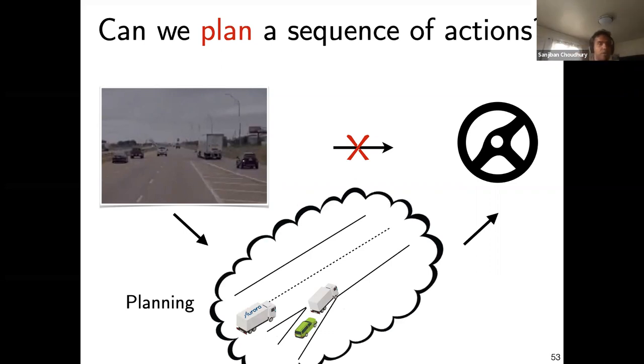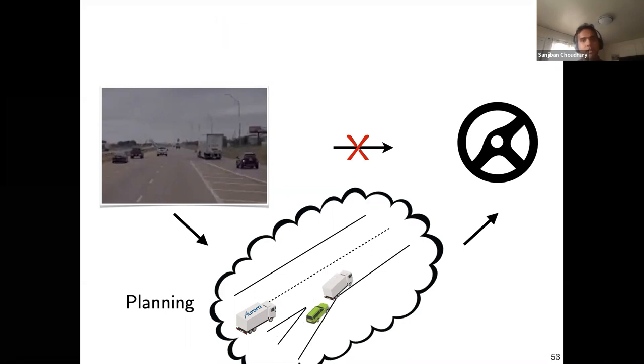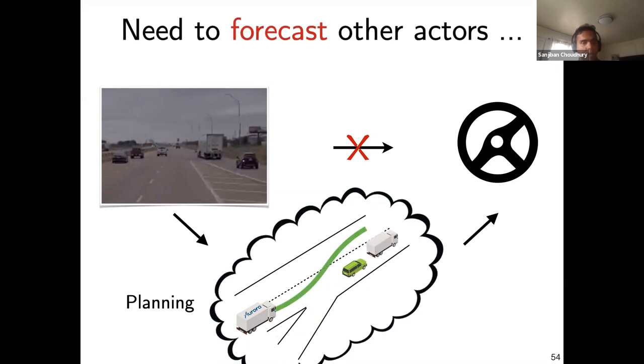Instead, what we do is plan a sequence of actions. We call a planner that looks at the world around and plans a T-step control trajectory, executes the first part of the trajectory and replans. So we follow a model predictive control like framework. Now, to make this work, you need to forecast the motions of other actors in the scene. When you're writing down the objective function, the cost function at any given time, you need to know where other actors in the scene are going to be so that you can cost your AV's actions appropriately. And so you need a forecasting model.